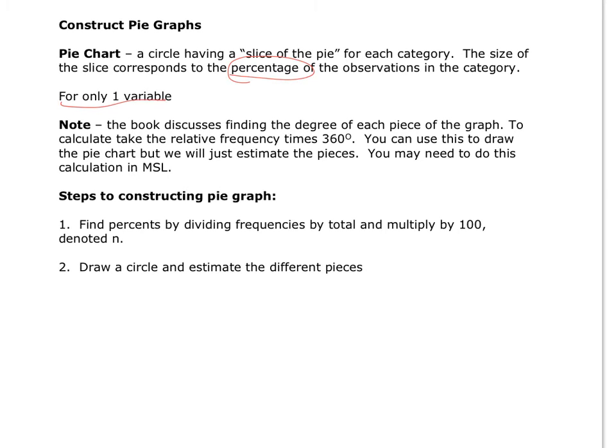We're just going to estimate the pieces. Okay, so we're going to find the percents, like we did before. Then we're going to draw a circle and estimate the different pieces of the pie. It's important to know that half your circle is 50%, a quarter of your circle is 25%.